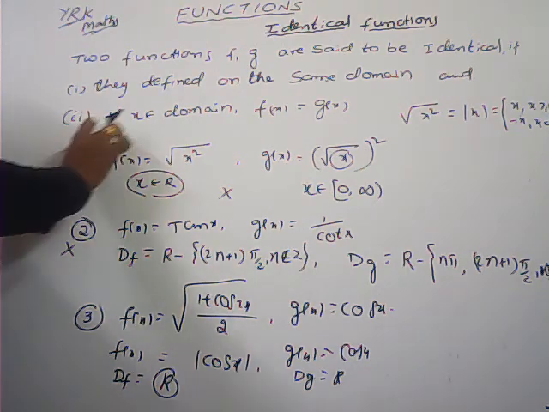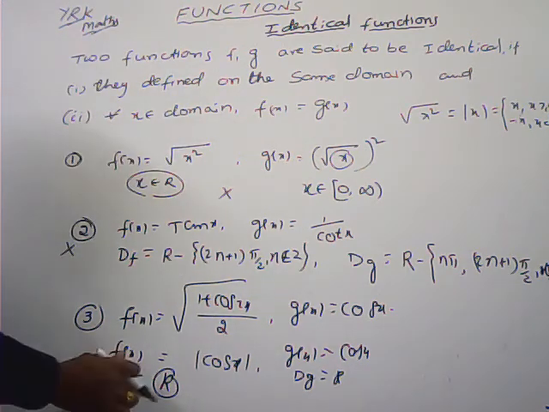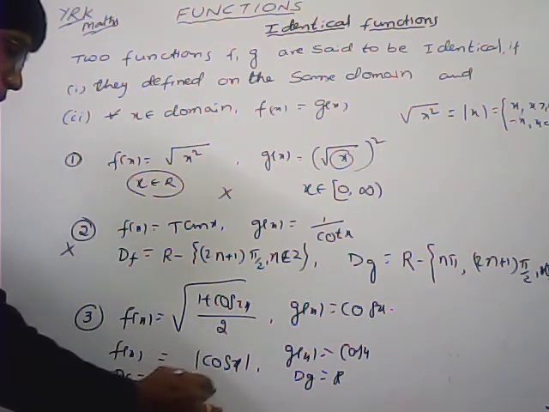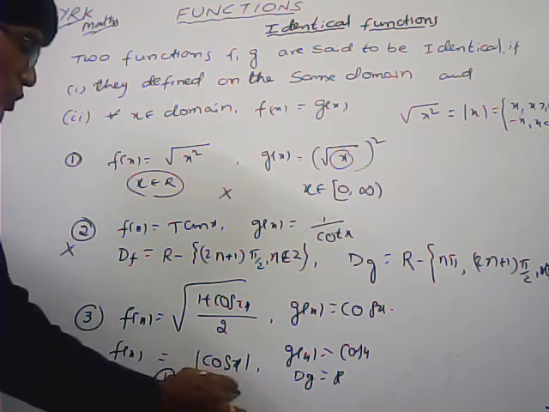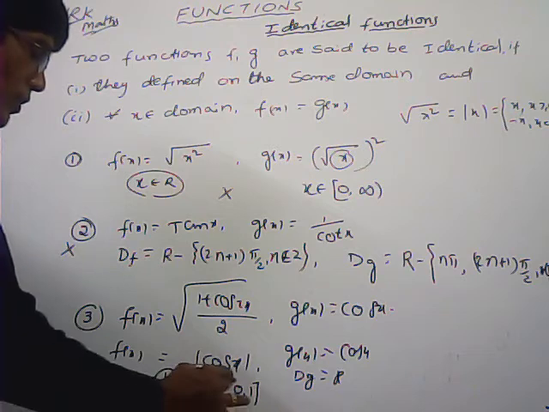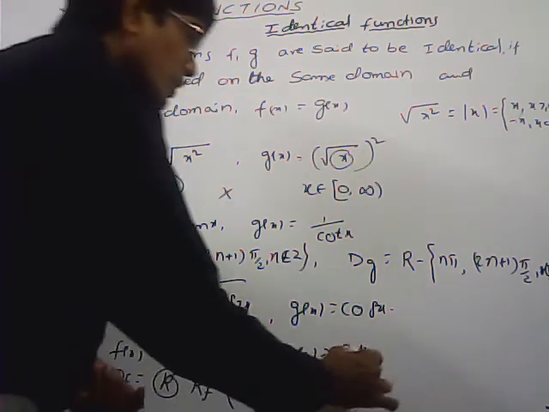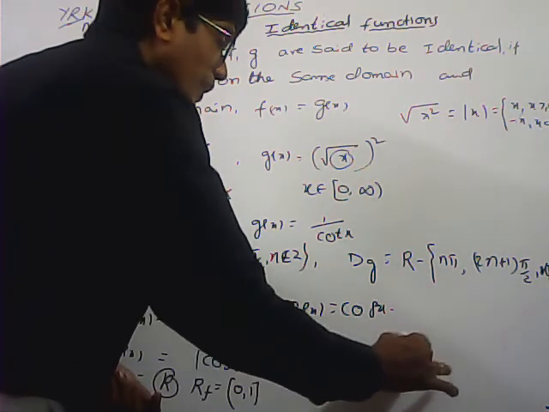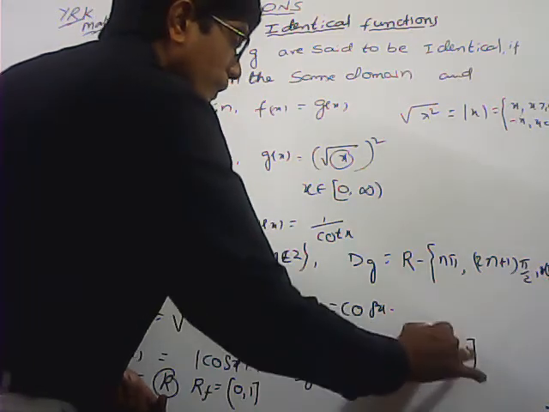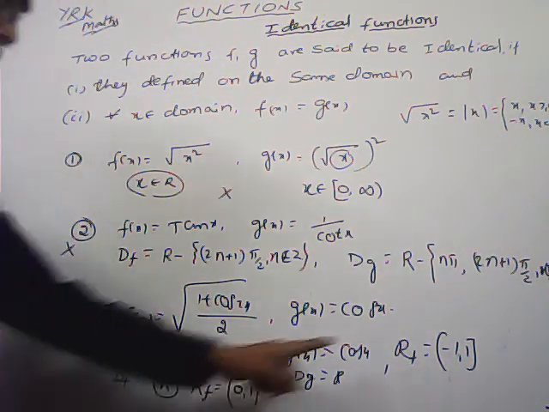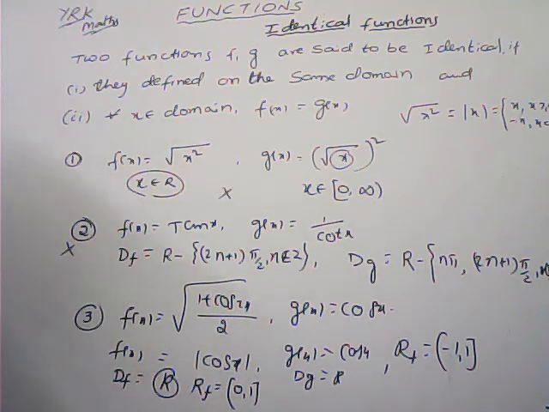For every x belongs to the domain, for every x belongs to R, what is the range of f? For the range of f we are getting only positive values, 0 to 1. But the range of g is minus 1 to 1. So for every x belongs to the domain, f of x is not equal to g of x. So both the functions are not identical.